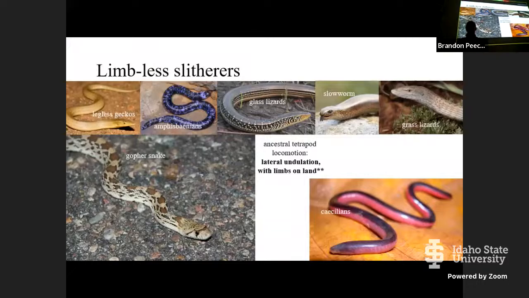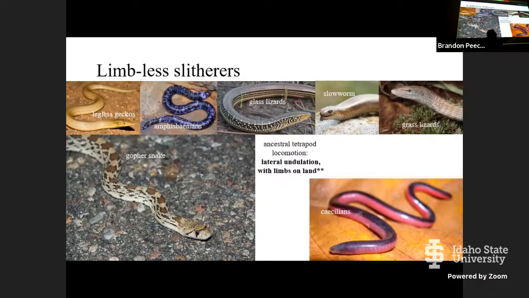Plenty of lateral undulation with no limbs. So you guys know about snakes. Snakes, we're going to talk about their locomotion more on Thursday, but they certainly undulate their bodies. That's how they create forward movement. Here are 5 of the many other legless squamates. These are all different kinds of legless lizard. They all move their bodies, lateral undulation with no limbs.